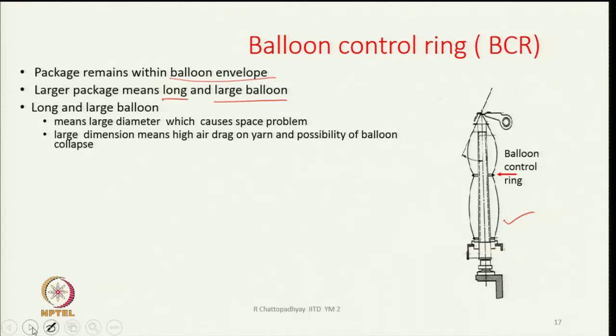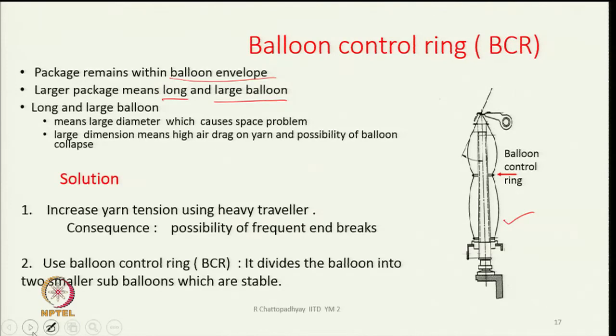And large dimension balloon means higher air drag on yarn and possibility of balloon collapse. That is also another problem that we are going to face. So, what is the solution? Solution is we have to increase yarn tension in this case if we want to go for larger balloon using heavy traveler, and the consequence could be possibility of frequent end breakage. So, if we want to increase tension in order to avoid balloon collapse, the other negative effect could be frequent end breaks. So, therefore, the solution is to use balloon control ring as shown here.